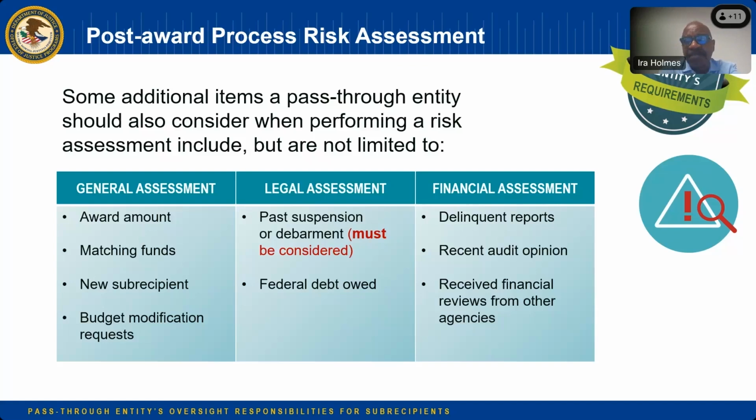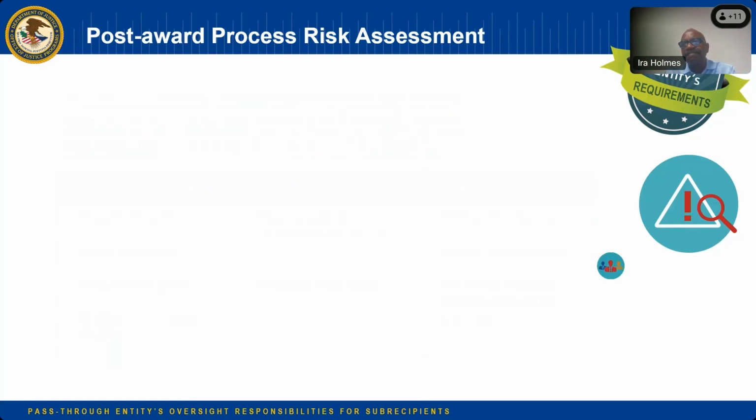This is not a good idea. It must be considered. Any federal debt owed. And then you should do a financial assessment. Any delinquent reports, any audit opinions. Remember, you can look at the past audit, the audit opinions that are available, and financial reviews from other agencies for awards the subrecipient may have been involved in or may have received.